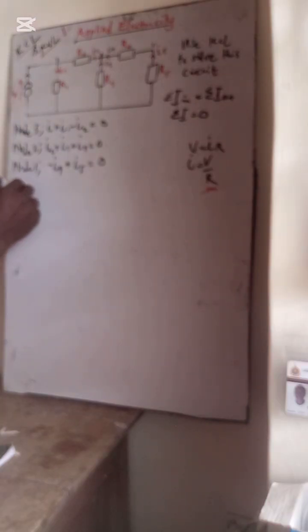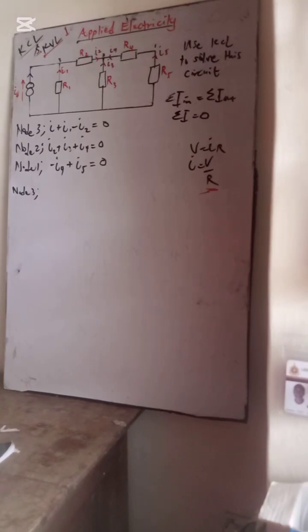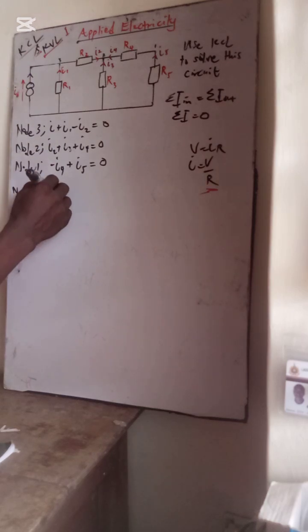So for node 3, I here doesn't have any voltage or resistor that is applying to it. So you just have to put that I there.